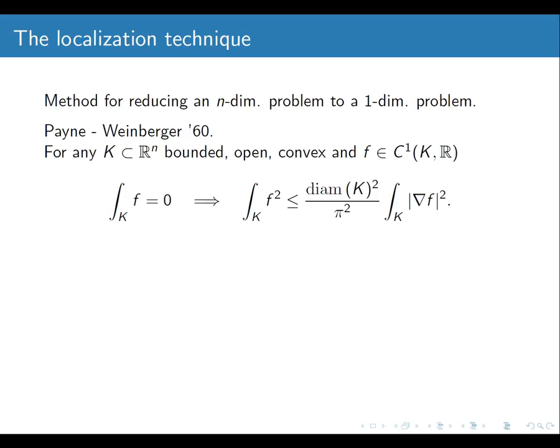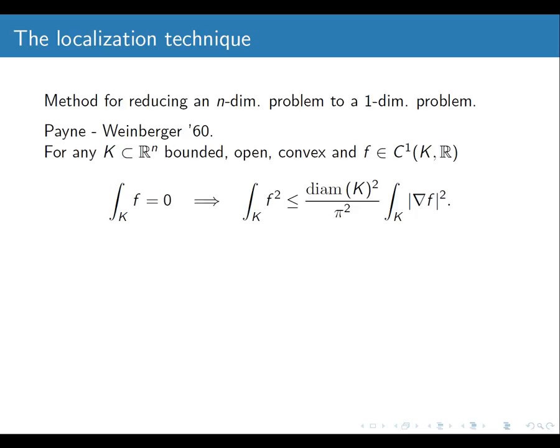Suppose, for instance, that you want to prove a kind of Poincare inequality. So suppose that we are in R^n. We have a bounded, open, convex set K, and you assume the function f to be C^1, and we want to prove this estimate. So if we have a function with zero mean, then we can lower bound; we have this type of Poincare inequality.